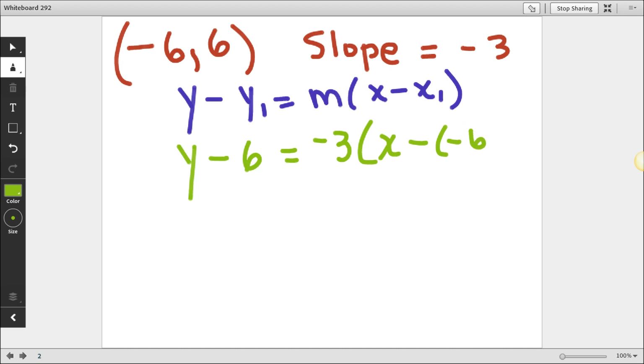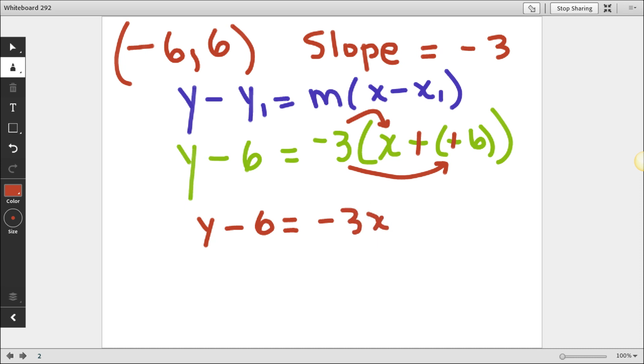I want you to watch what I do here. Because it's negative, I'm going to put it in parentheses so that I'm substituting a negative value in, even though it's subtraction. That's important. So we're going to simplify those to plus. And now we're just going to simplify it into slope-intercept form. I have to distribute on this side. So that's going to give me y - 6 equals -3x - 18. We get -18 because this is -3 times what is now a +6. And so that's going to give me -18.